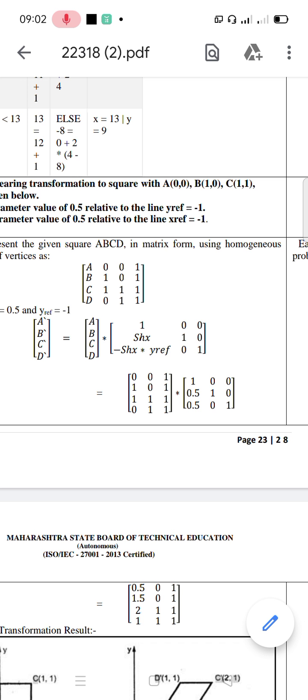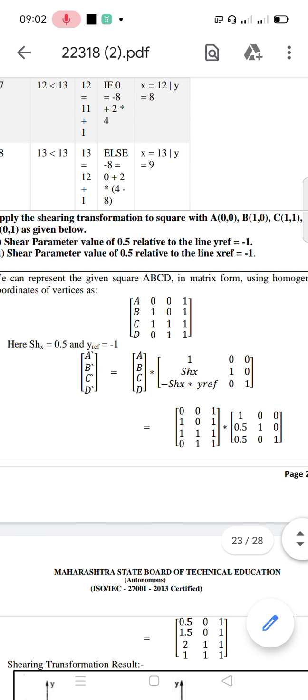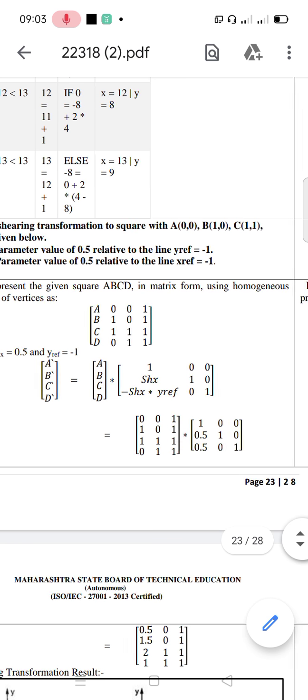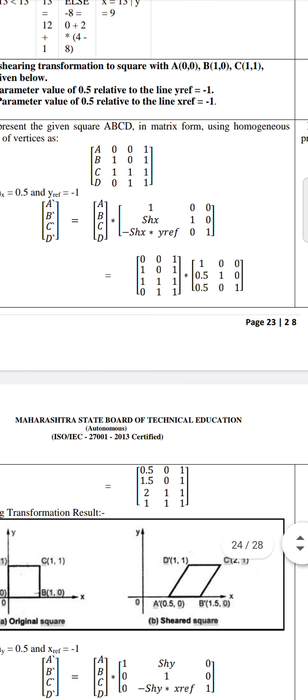The matrix will not change at all, this is an identical matrix, each and every time you have to use it. So you can replace the value of SHX by 0.5 and the value of Y reference by -1, because it is given in the question. When you replace it you will get a new matrix. So the initial 4/3 matrix, that is the computer object, is multiplied with the shear transformation matrix, that is a 3/3 matrix, and you will get the final result.